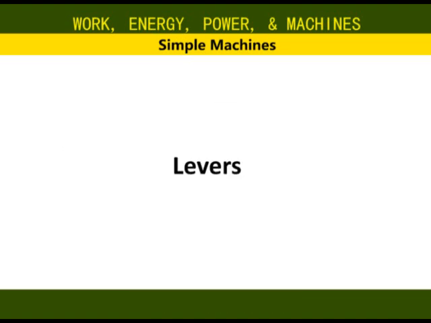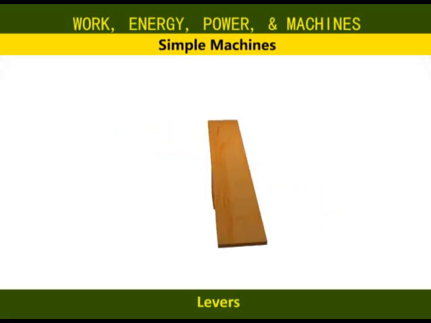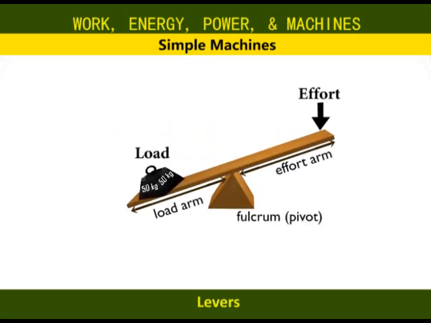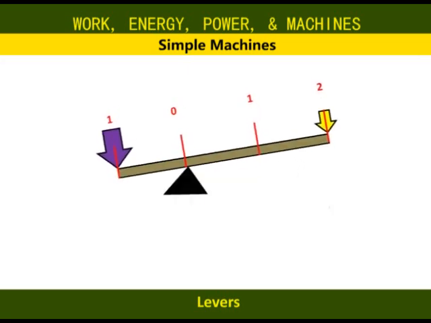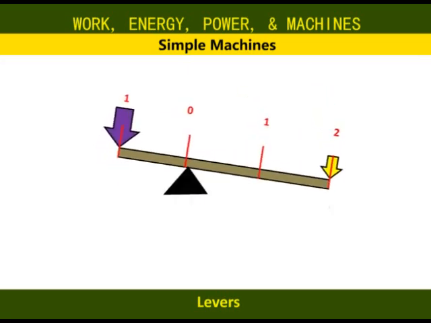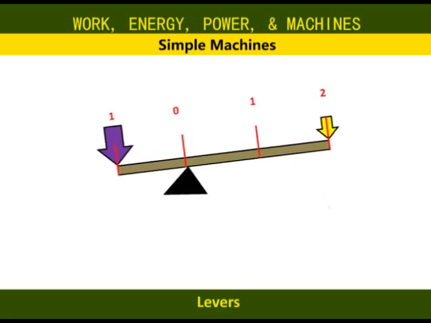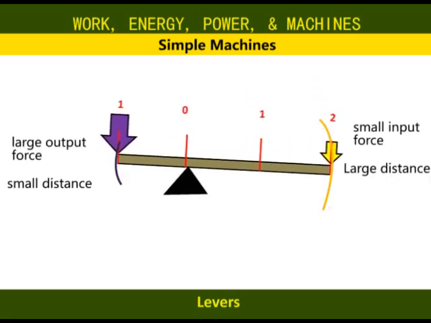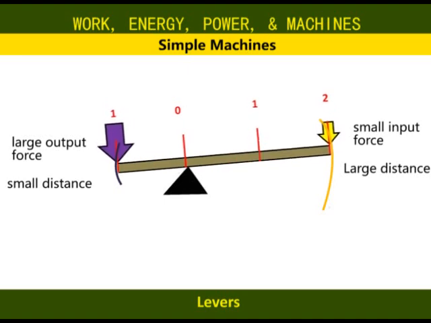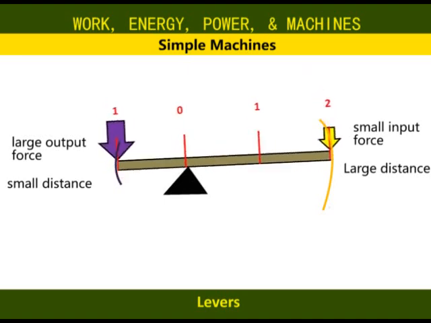So, first machine, levers. This is a simple machine that works on the principle of moment. The main parts are the effort arm, load arm, and the fulcrum or pivot. In order to achieve greater mechanical advantage in levers, we trade distance to get a larger force. This means we apply a small effort over a long distance to achieve a greater output force on the load, but over a short distance.